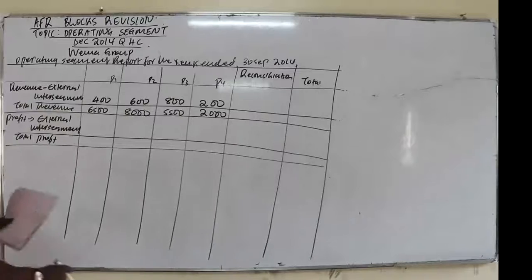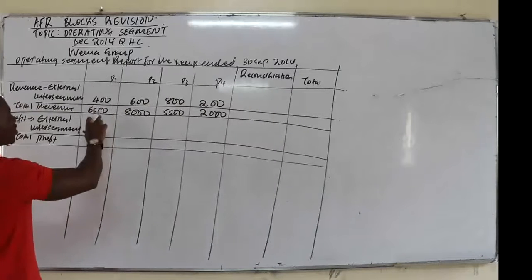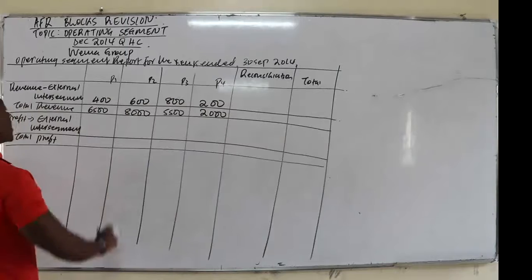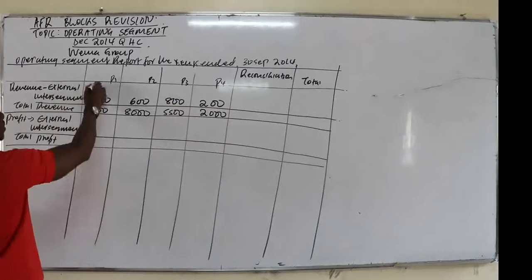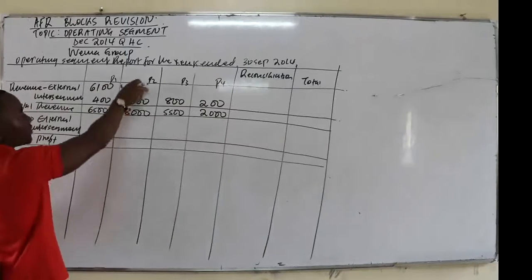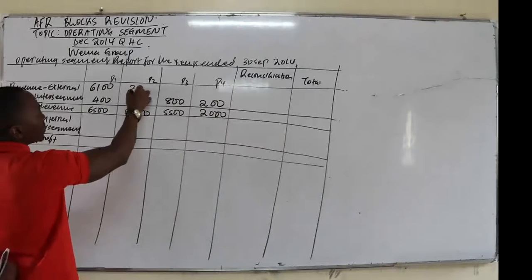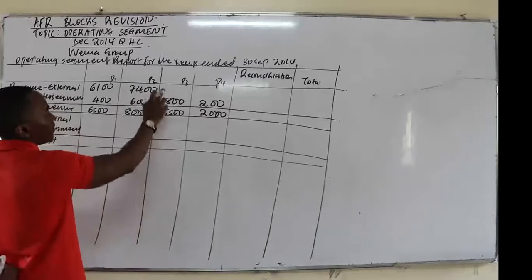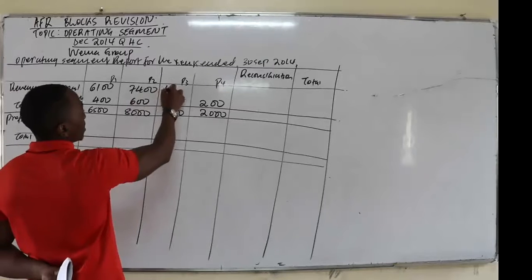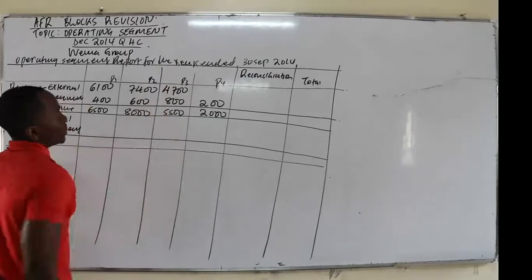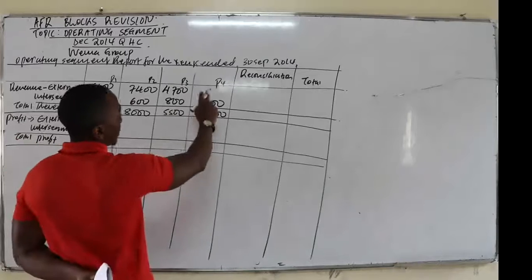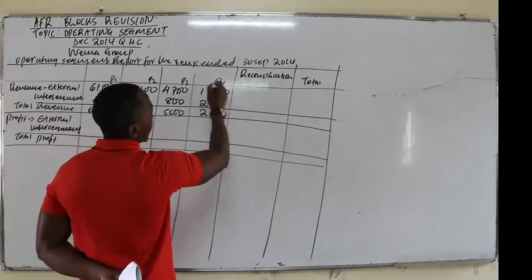Then, for example, for P1, if the total revenue was 6,500 and the intersegment was 400, so that means from external, it was 6,100. You take the total, you less intersegment for you to get the external, and this one will be 7,400. 55 minus 8, what do you get? That one will be 47. Is it 47? Yes. Then 2,000 minus 2, you get 18.